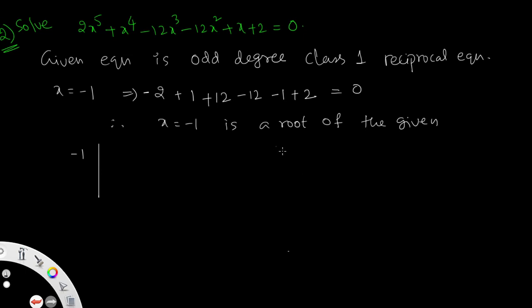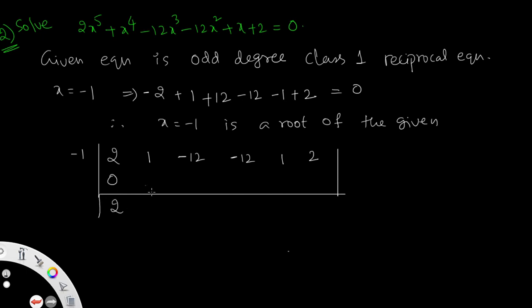The coefficients we take are 2, 1, minus 12, minus 12, 1 and 2, and the remainder becomes 0. Then adding: minus 2, minus 1, 1, minus 11, then plus 11, then minus 1, 1, minus 1, and plus 1 that is 2. 2 into minus 2 cancels, and becomes 0.